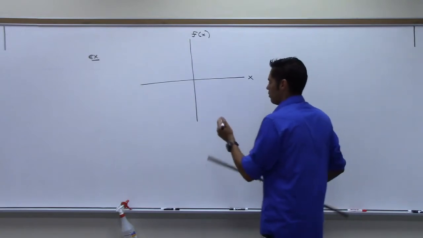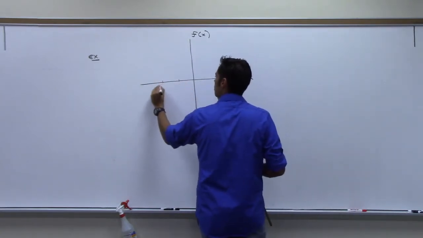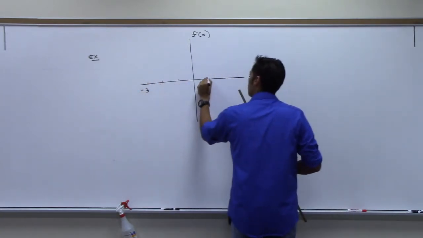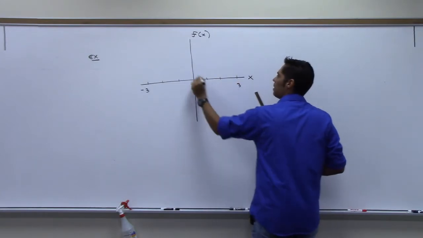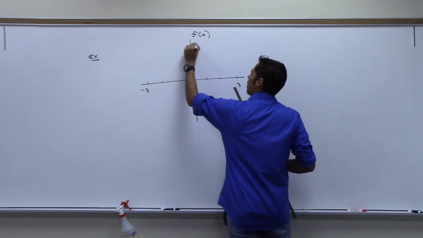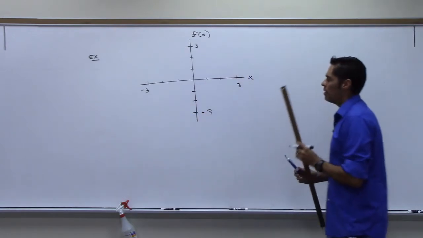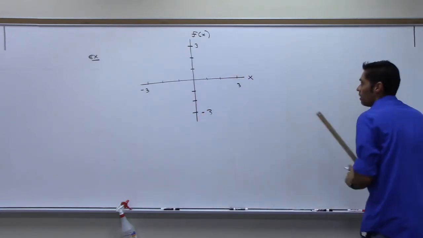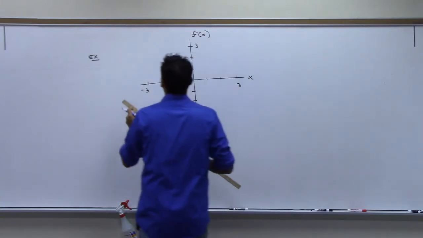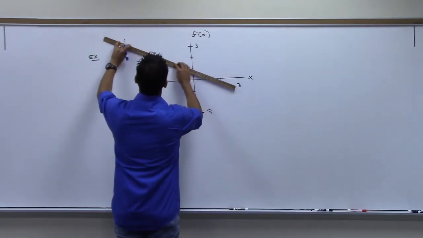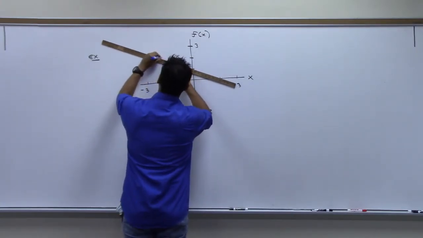You don't have to be perfect with this, all right? Let's just say 1, 2, 3. So this is negative 3. 1, 2, 3. That's positive 3. That's positive 3. 1, 2, 3. That's negative 3. So here I go with my function. I'm going to start it out, let's say, about right here.